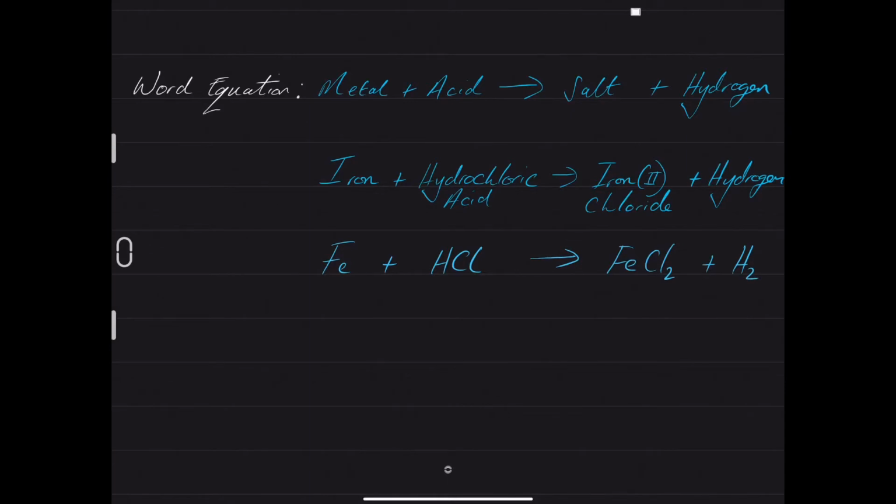I want you to pause the video here and complete this equation fully. So if it needs to be balanced, balance it. If you see anything else that needs to be added, add that also. So I want you to again pause the video here and complete this equation fully.